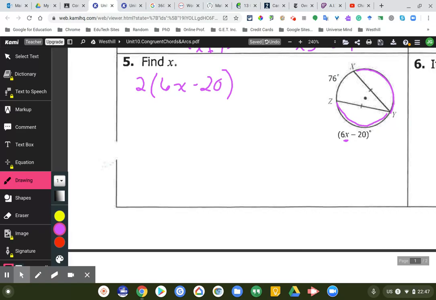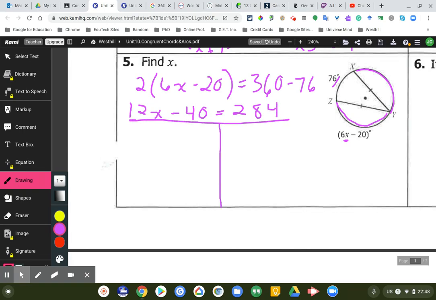Okay. Now, what does that equal though? Well, we know that the whole circle all the way around is 360 degrees. So if we take this and we set it equal to 360, but wait, 360 minus 76. Why minus 76? Because they give us this little spot here, this little part of the circle there. Okay? Pretty simple. So let's do this out. 2 times 6x is 12x, right? Minus 40, which equals 360 minus 76, which is 284. Okay, do some math here, some easy math.